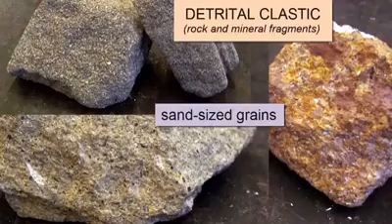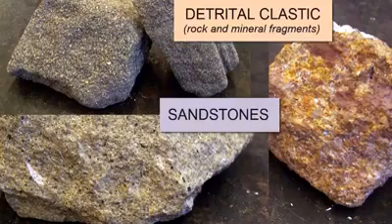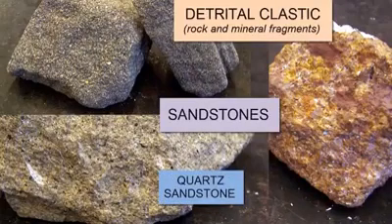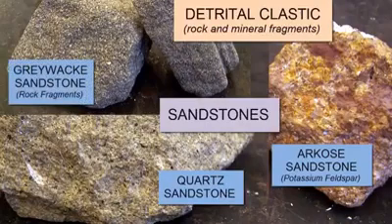Rocks of sand-sized rock and mineral fragments, regardless of clast shape, are called sandstones. There are three types of sandstone here, which are distinguished from one another by the primary composition of their clasts. A quartz sandstone has primarily quartz clasts, an arkosic sandstone potassium feldspar clasts, and a greywacke sandstone is made primarily of clasts that are fragments of rocks as opposed to minerals.